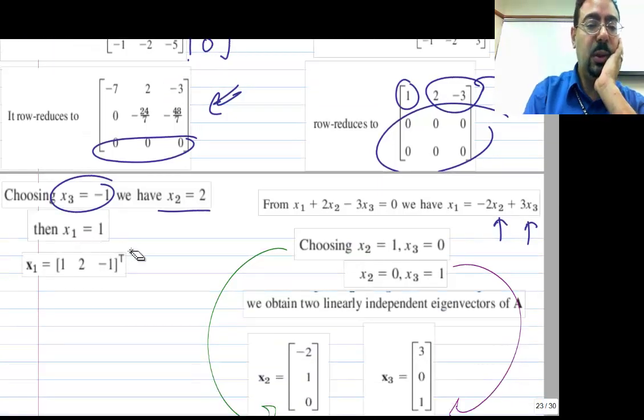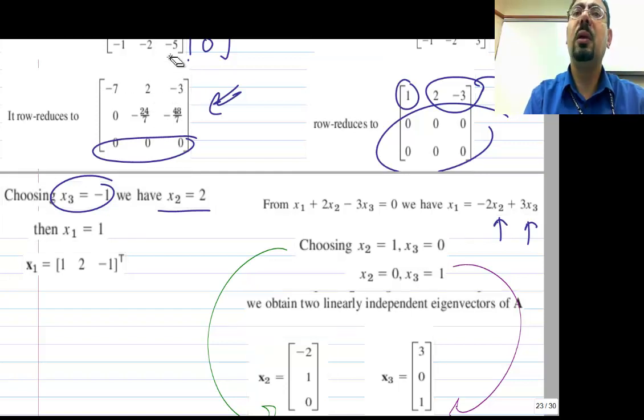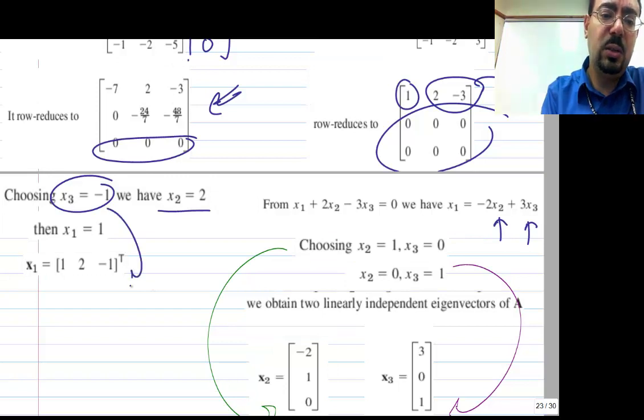So on this side he assumes x3 is minus 1 and he gets x2 equal 2, and then he gets x1 equal 1. How is he doing this? Because he can get x2 from this equation, and then once he gets x2, he goes to this one and gets x1. Let's do this slowly.